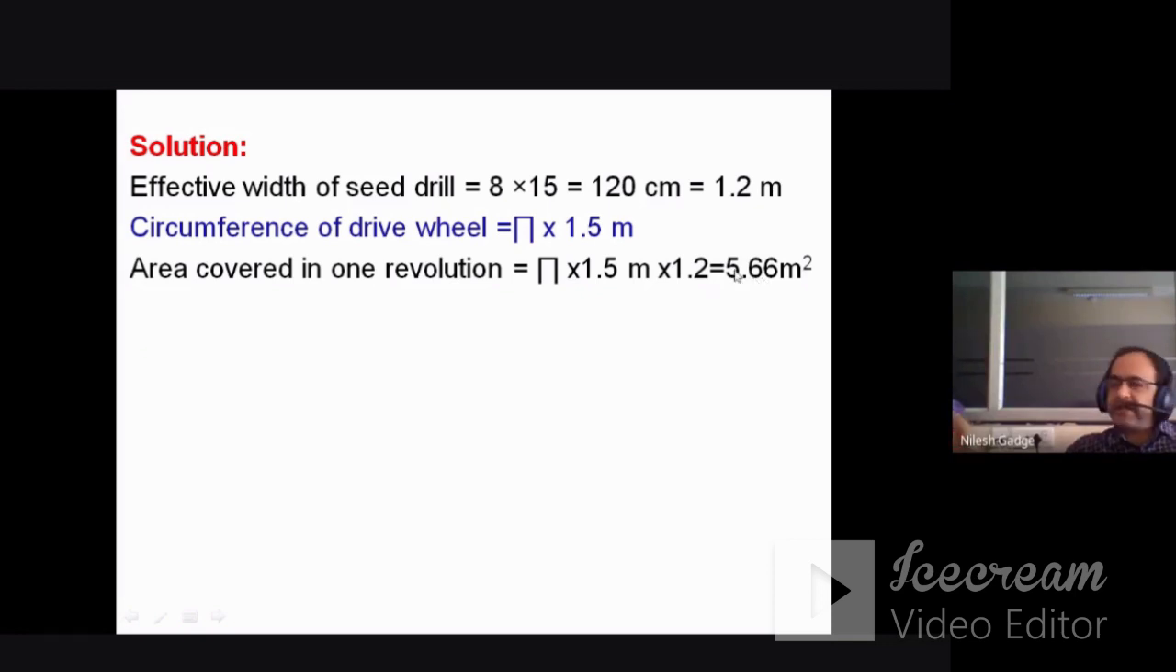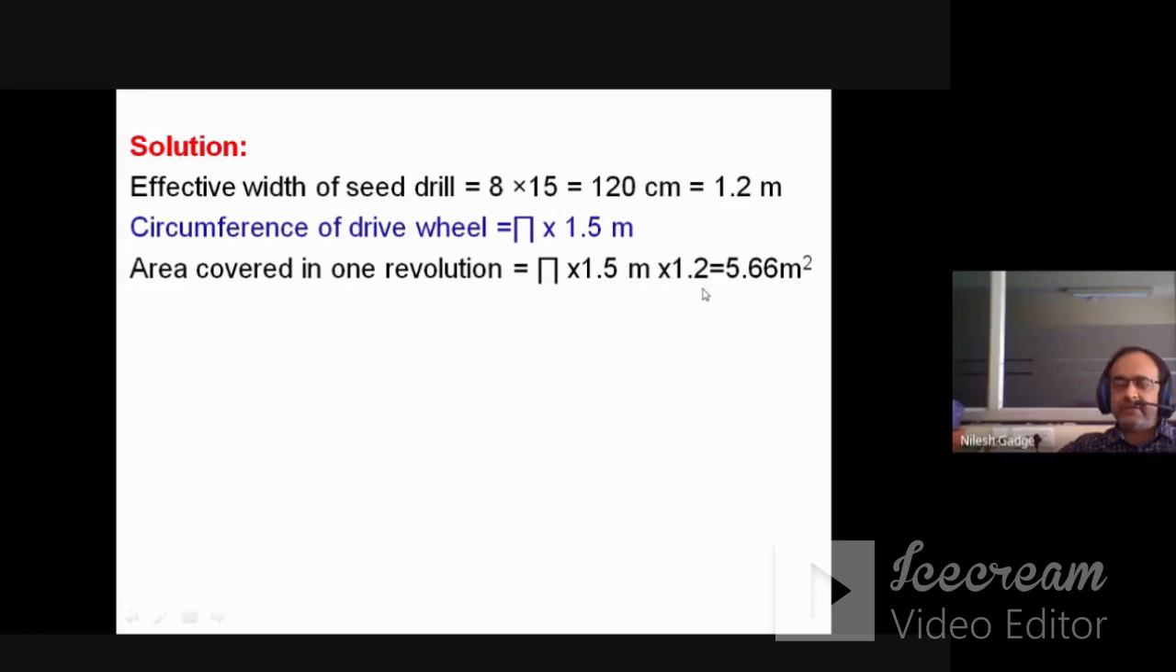You should understand that I am explaining this again and again. It is not the length, it is the area. The area covered in one revolution of the seed drill is equal to circumference multiplied by total width of the seed drill. Circumference is pi d, pi multiplied by 1.5, where d is the diameter, and the width of the seed drill is 1.2. So the area covered in one revolution is 5.66 meters square.